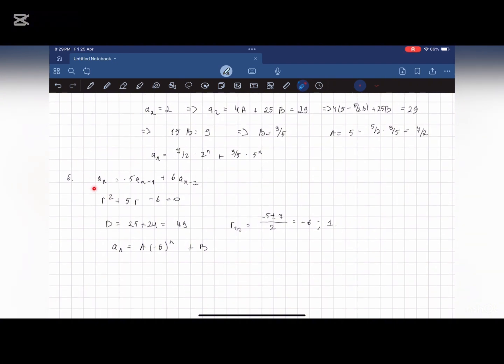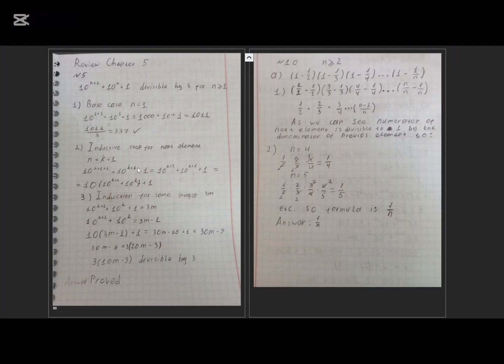In the 6th one, we should solve the recurrence relation. It's very easy to solve. We use the formula, we put 5, we put 6, and then just solve it by using the dominant roots. So r1 is minus 6, r2 is 1, so we just use the formula, and our final answer will be a n equals a multiplying by minus 6 in power of n plus b. So that's all. Thank you for your attention.